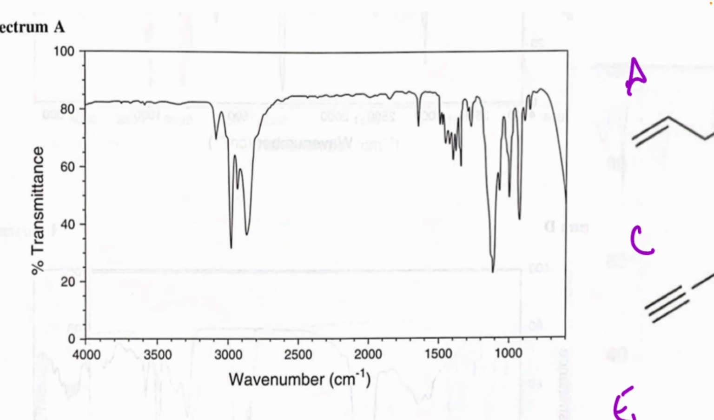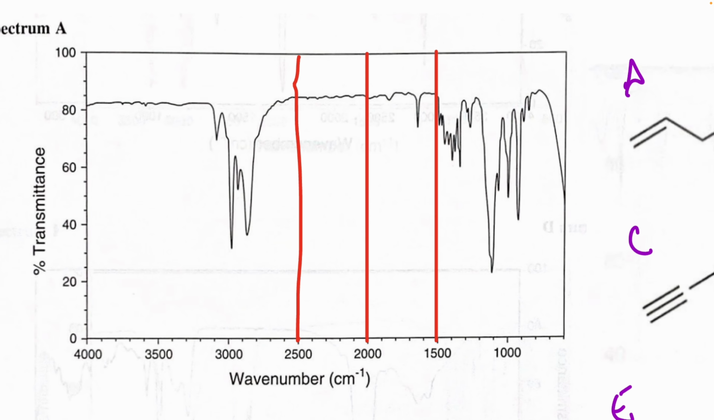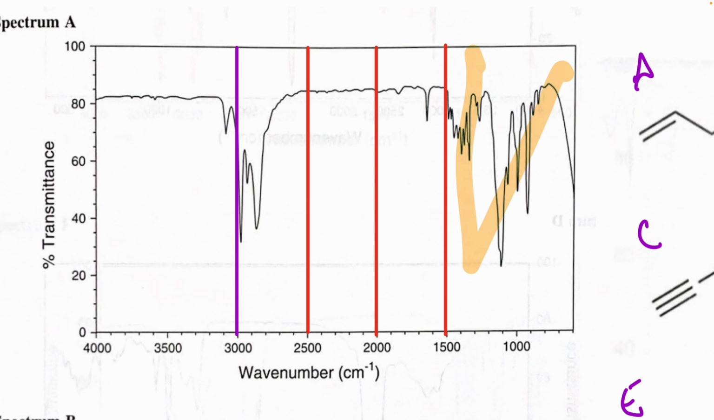All right, so step one, I'm going to cut it up. 1,500, 2,000, 2,500, and then we got that extra marker that we lay down at 3,000. Okay? We can go ahead and just ignore our fingerprint region. Too much going on down there.